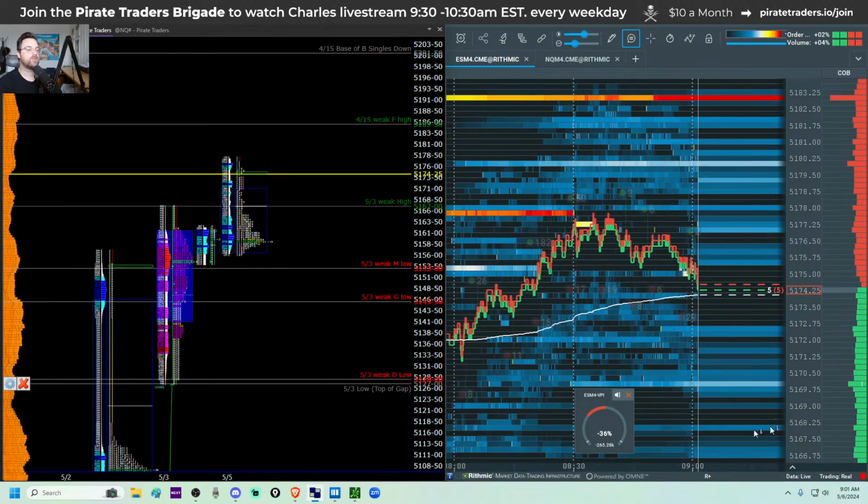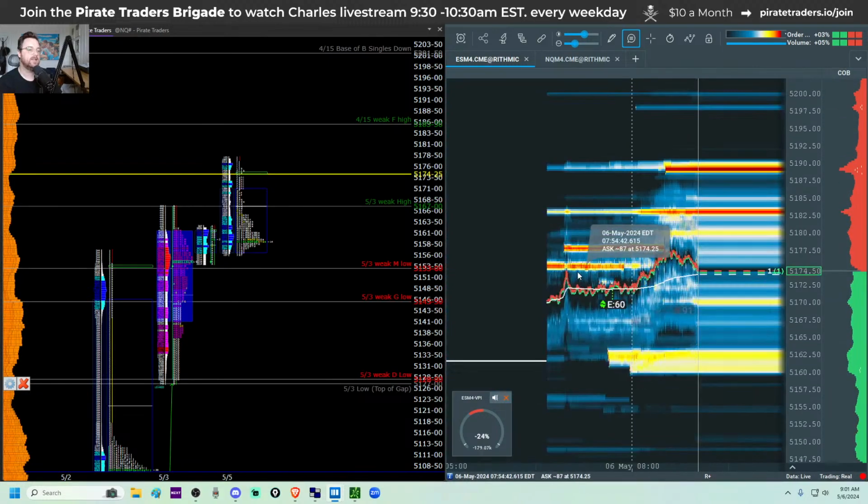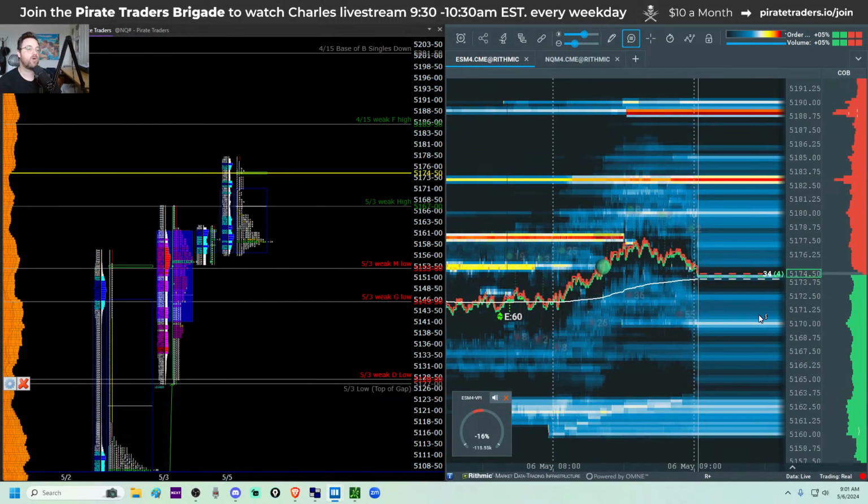And then over here on the right side of the screen, we have the Bookmap chart. The Bookmap is an order flow chart. I use that to see where the liquidity is sitting in the order books and what happens as the price moves. How does that liquidity change?